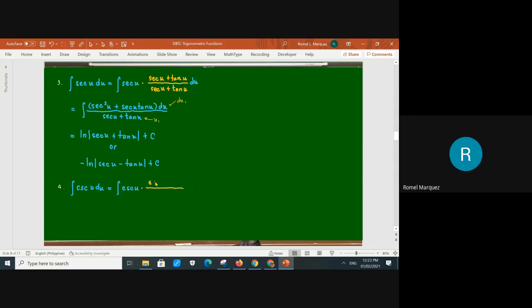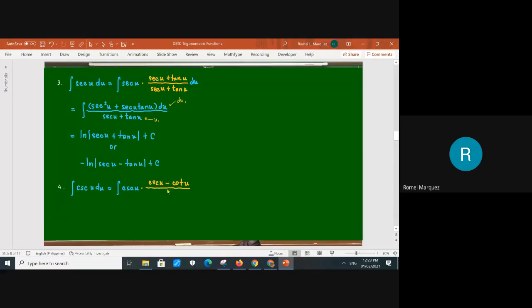Yes, cosecant u, plus or minus? Guys, is it plus or minus? Plus po. Actually you can have plus, but better to have minus. Okay, guys? If you have a plus cotangent u, it's all right. You will get the same result at the end, no? But better to have this so that you will have a positive coefficient for the ln.